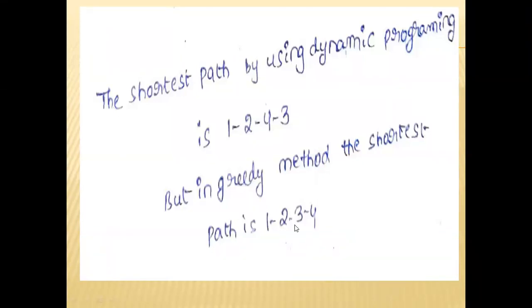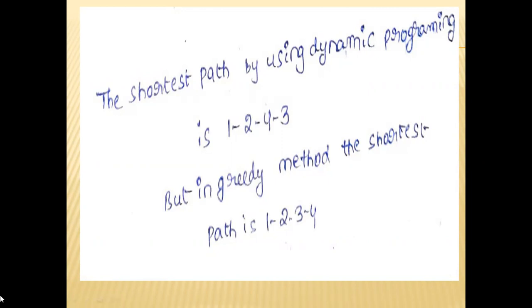But in the greedy method, you find another solution, that is 1 to 2, 2 to 3, 3 to 4. Here it is 31. But by dynamic programming the shortest path is 29.